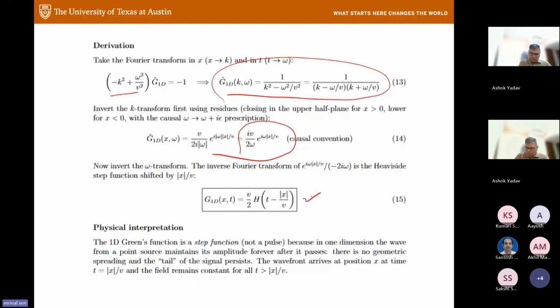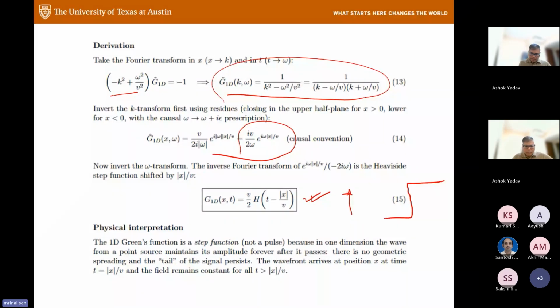So what is H? Anybody knows what H is? H is a Heaviside step function. So if you have a delta function as the source, it turns out that the solution is a step function. Okay. So 1D Green's function is a step function because in one dimension, the wave from a point source maintains its amplitude forever after it passes. Okay. This is of no interest in general for us from a practical point of view because we're never dealing with 1D.